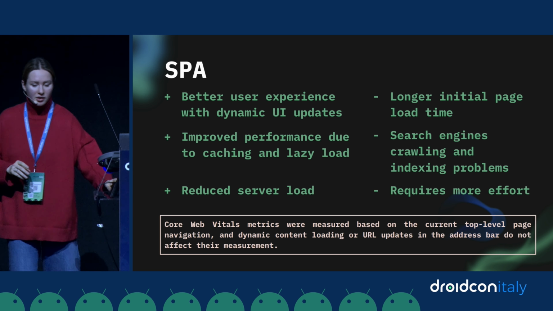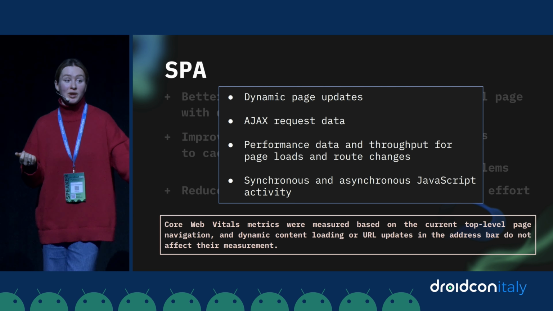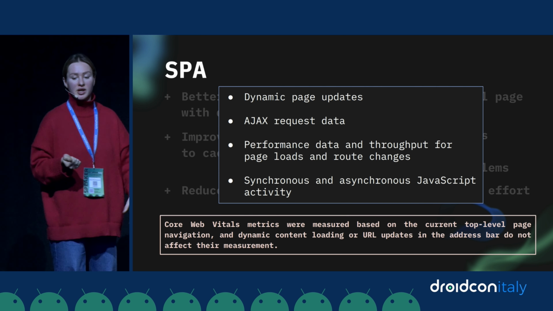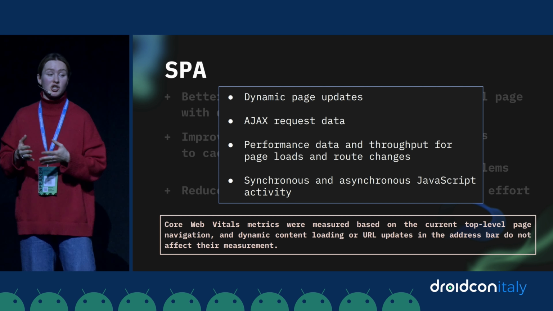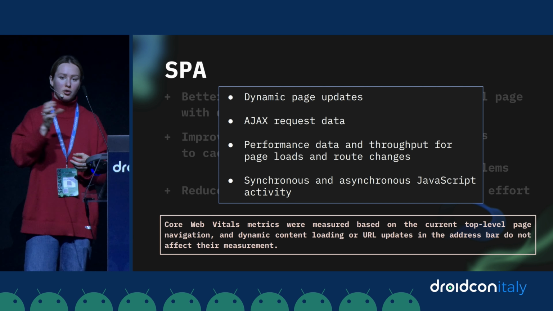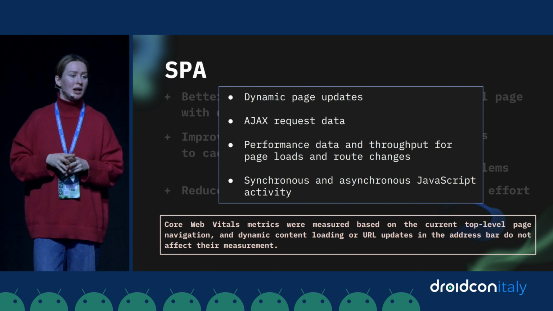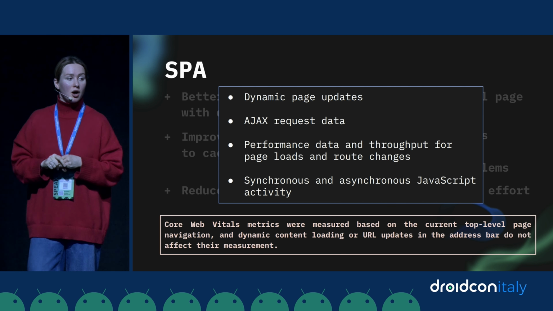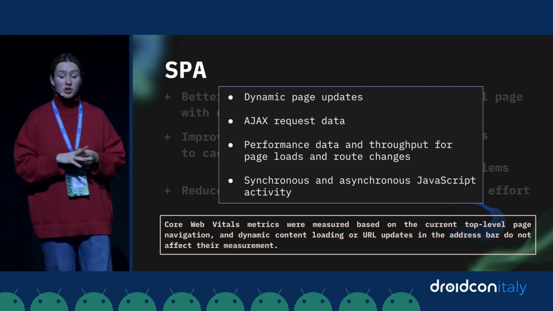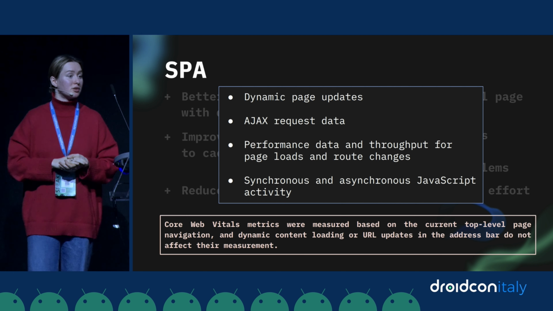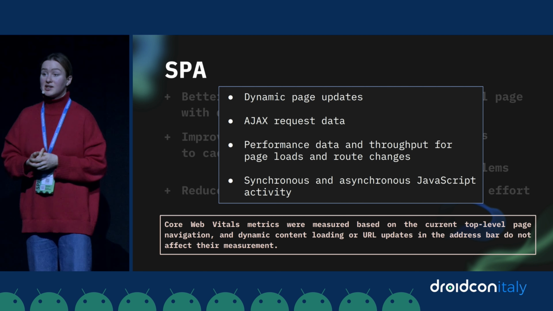So how can we tackle this? If you have a single-page application, you track a separate set of performance metrics. For this, it should be, for sure, dynamic page updates, so you should consider all those soft navigation points. Also XML/HTML request data, performance data and throughput for the page loads and route changes, exactly about soft navigation, and also sync and async JavaScript activity.